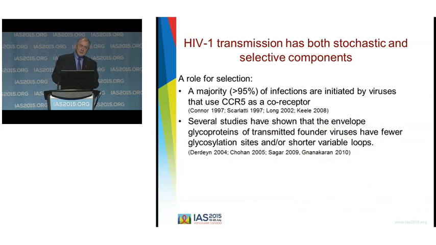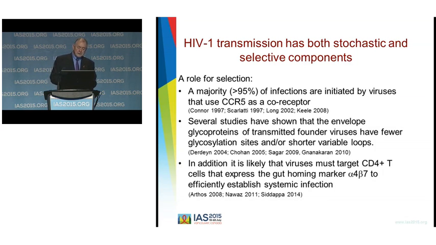In addition, several studies have shown that the envelope glycoproteins of transmitted founder viruses have fewer glycosylation sites and shorter variable loops, which is where a lot of the glycosylation sites are located. That means there's less sugar modification on the surface proteins of the virus. And in addition, it's likely that viruses must target CD4 T cells that express the gut homing marker alpha-4 beta-7 to efficiently establish infection.